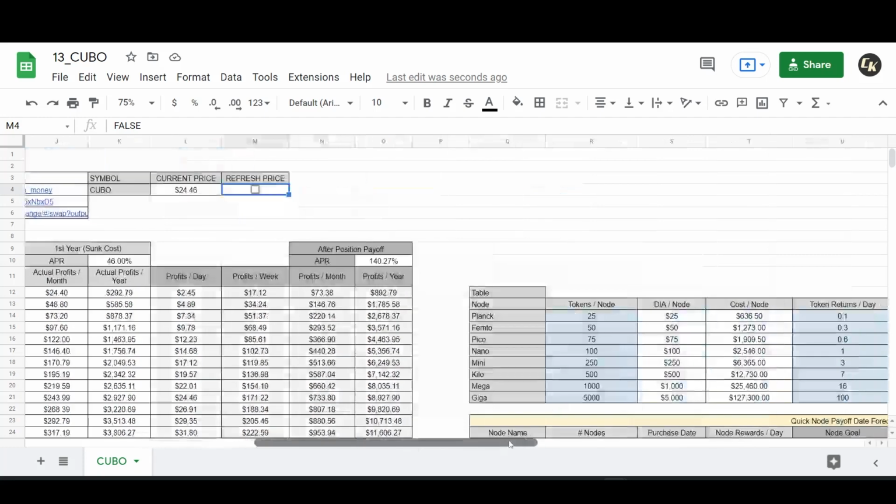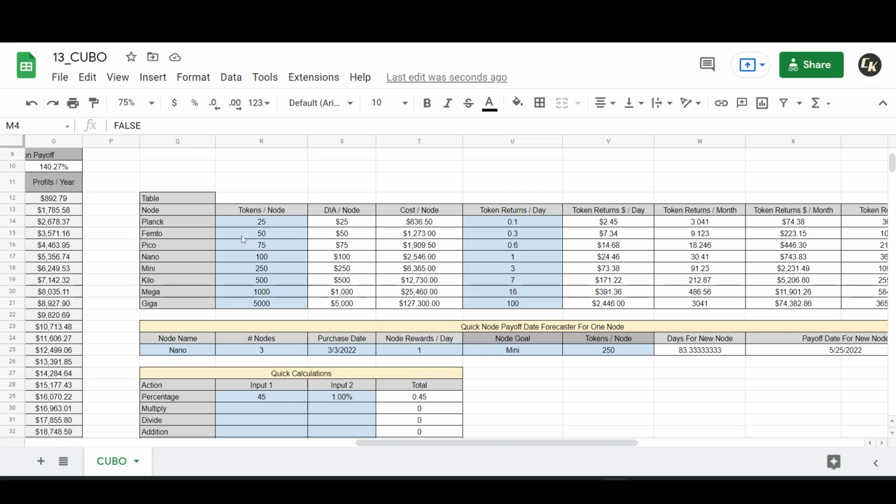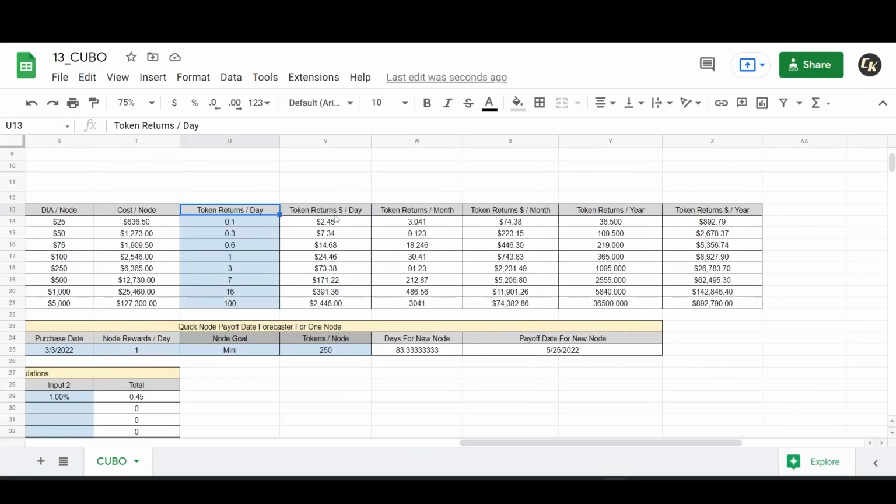Now, if we go further to the right, here are the different nodes for CUBO. You have Planck, Femto, Pico, Nano, Mini, Kilo, Mega, and Giga. And this is how many tokens per node and how much DAI you need to buy per node. And here's the cost of the node, including the DAI. And here are the total tokens returned per day. And a breakdown here, total tokens returned per month and per year, in tokens and dollar amount.